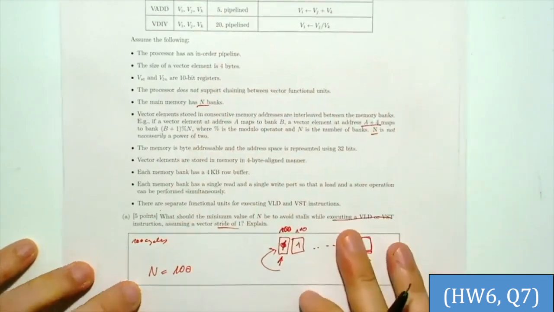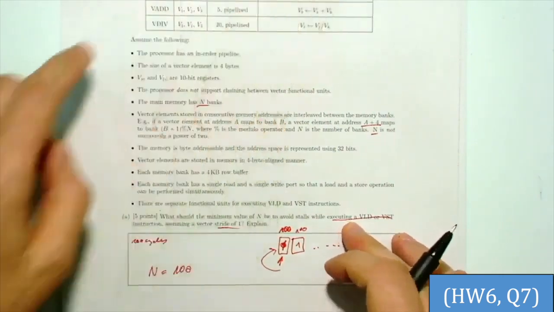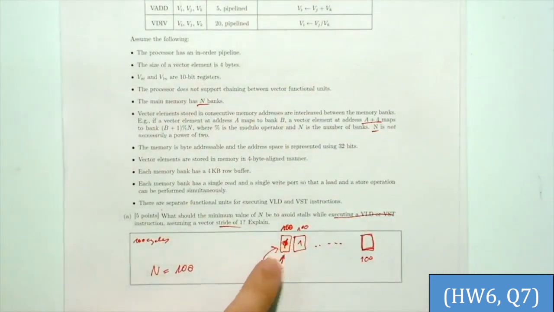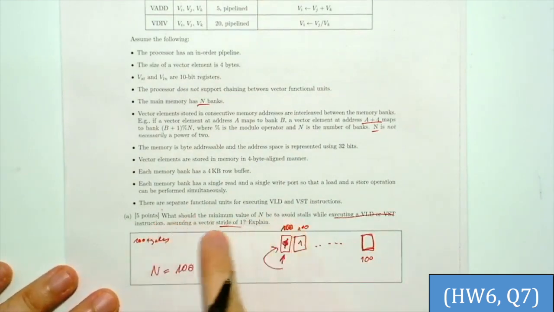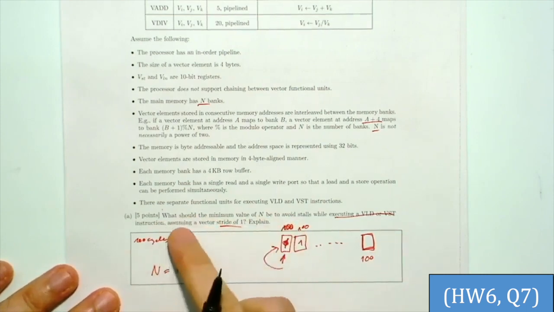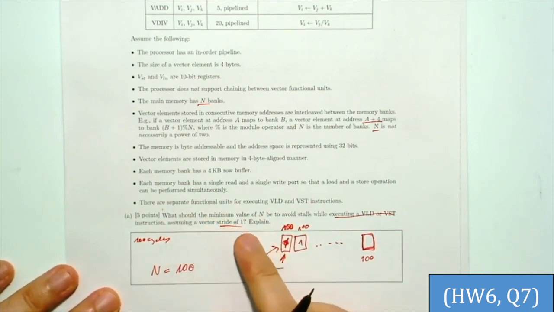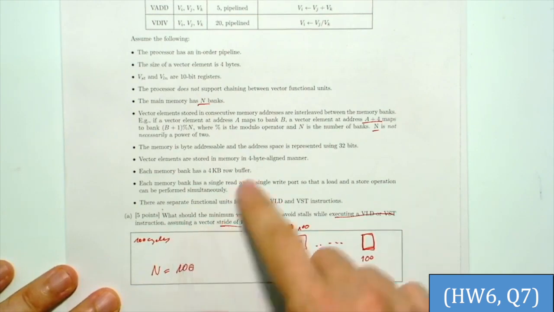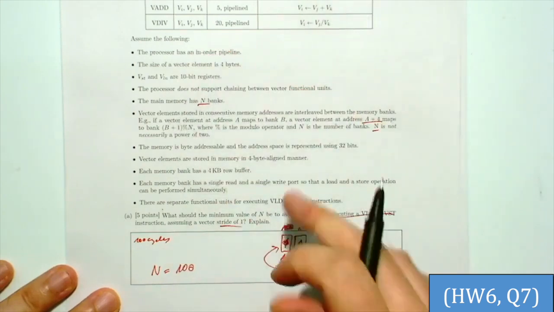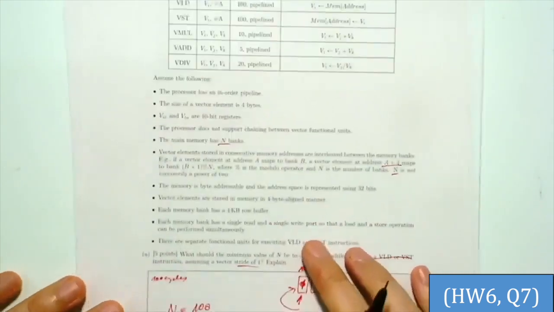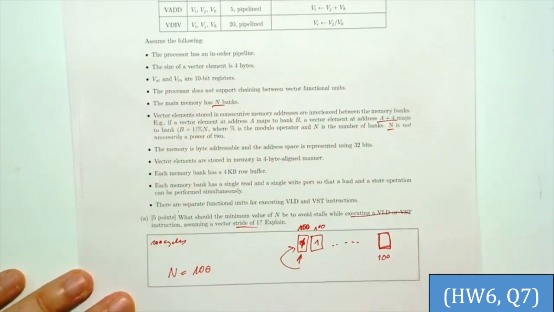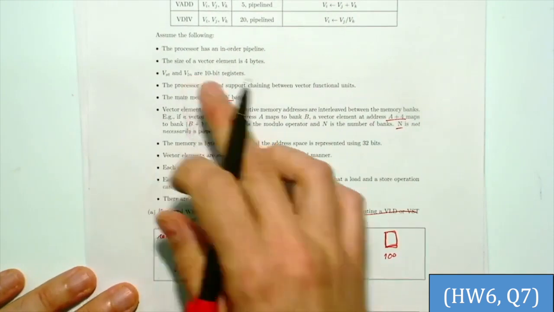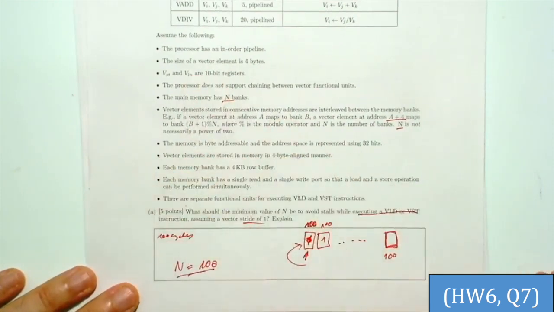Notice that if you have, for example, a vector length smaller than 100, we could have fewer banks without stalling. But here we have to assume that the vector length can be any length. In the worst case, it's 10 bits, as we saw here, so it can be more than 1,000 vector length. So we have to assume that worst case. So 100 is the correct answer.